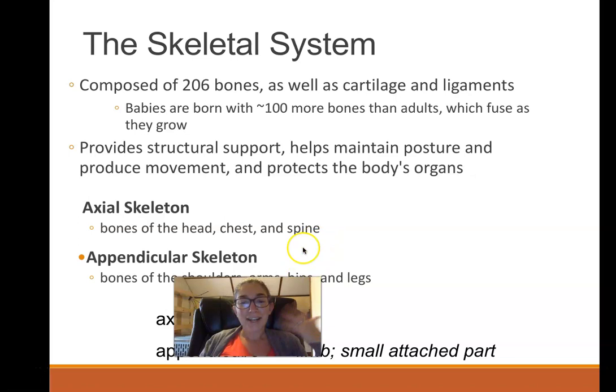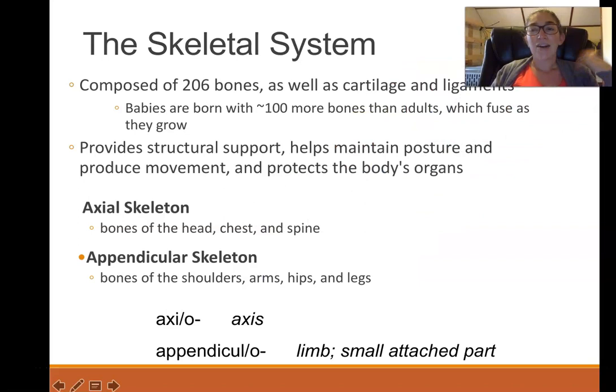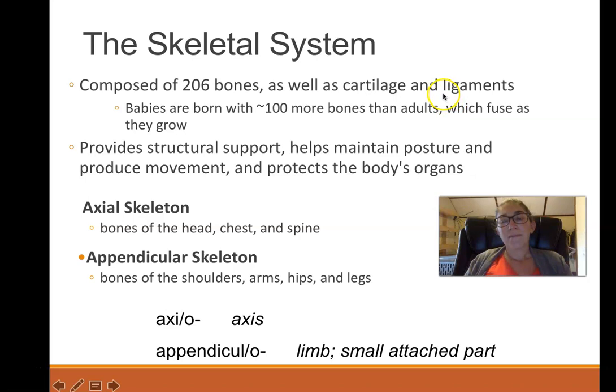All right, so now we'll get into the anatomy of the skeletal system. So the skeletal system is, of course, all of your bones, and also some connective tissue, so things like cartilage, which is like bone but softer and more flexible, and ligaments, which are filamentous tissue that helps to connect the bones together.